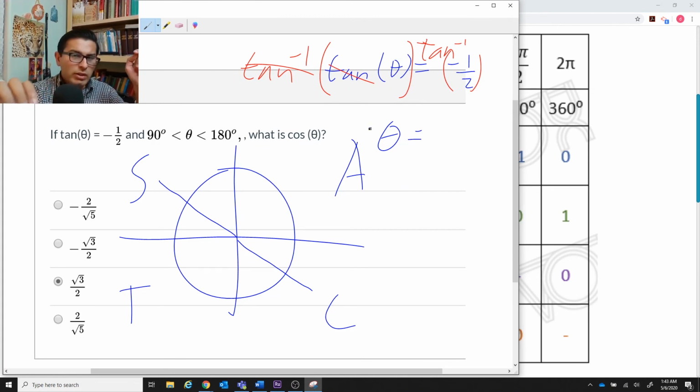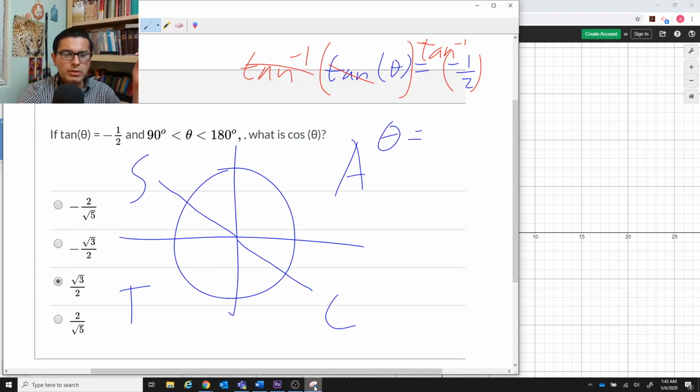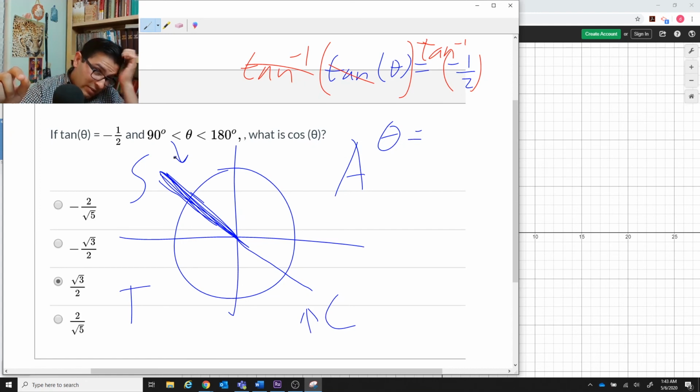We want the tangent inverse of negative 1/2. All right, so we do so and we get this weird negative decimal value, which is fine. But remember, we're looking for a value that is between 90 and 180. So we know that the terminal side is going to be this one. It's not going to be this one down here. It's going to be this one up here. So if we looked at the value that it gave us, negative 20 something, so it gave us this angle there. We don't want that angle. We want the other one.